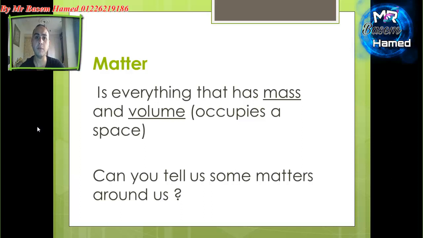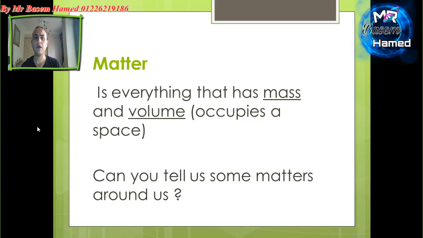What is meant by matter? Matter is everything around us. Why? Because it has mass and volume. Mass, as it may be heavy, may be light. Volume, as it takes a space that may be large or small.